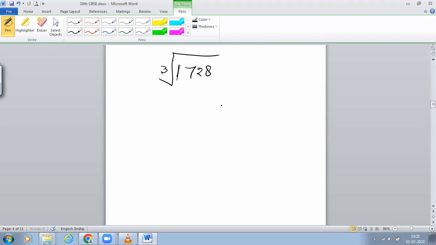But for cube root, what you have to do is find the cube root of any number. The meaning of cube root, first I will explain. The cube root of 1728 means what number is multiplied 3 times to get 1728. Able to understand now? For example, what is the cube root of 8? Can anyone tell me? 2. Very good. Because when you multiply 2 three times, 2 into 2 into 2, you get 8. Therefore, the cube root of 8 is 2. Likewise, which number is multiplied thrice to get 1728? That is the question. So that is the meaning of cube root of 1728.